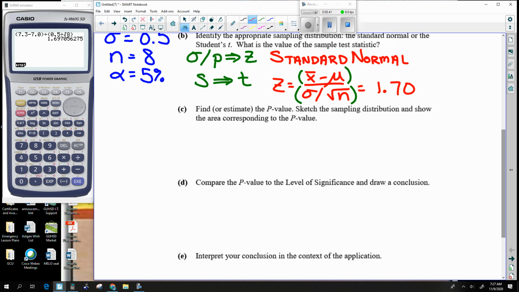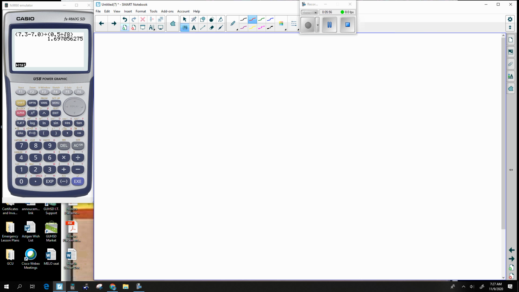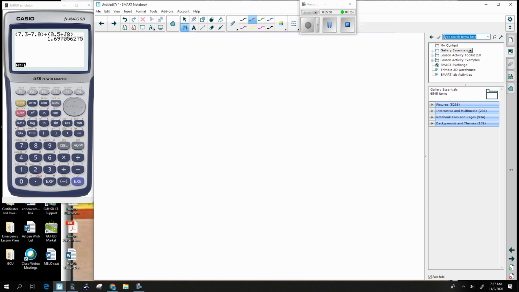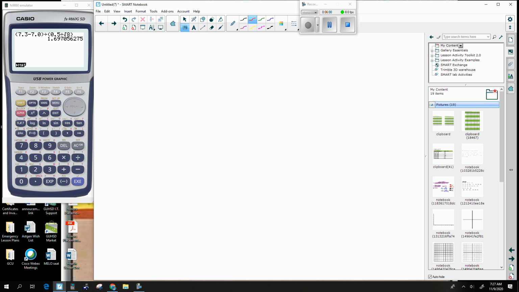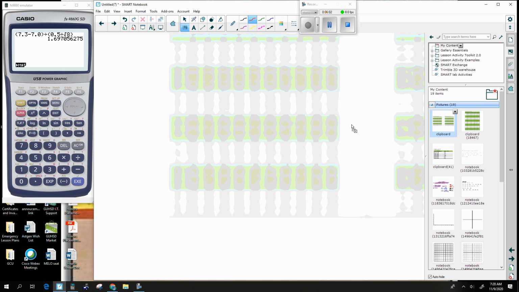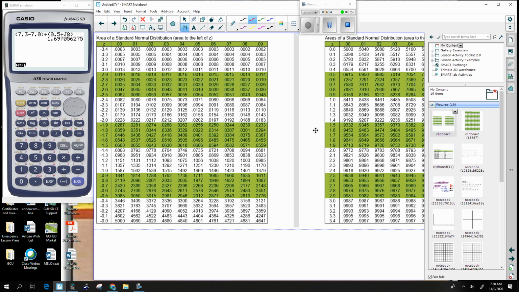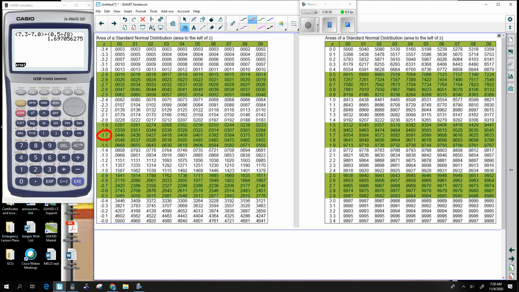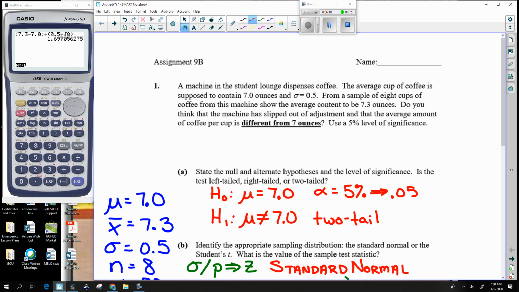Okay, next we find this p-value. The p-value is based upon the answer that you just got. So we have a z of 1.70. Recall that we always look that up as a negative number. So let's go to our z table and look up 1.70, but again, look it up as a negative. So negative 1.70, 0.446.